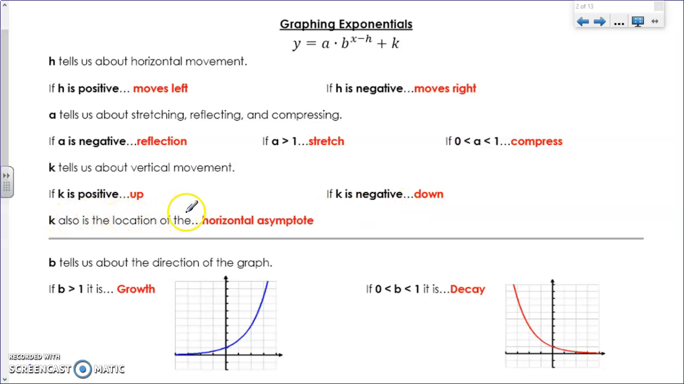K is also the location of the horizontal asymptote. If you remember, an asymptote is something that the graph approaches but never touches. It gets really, really close.